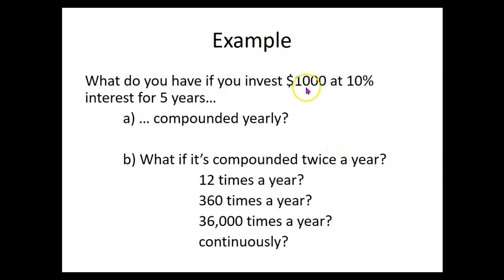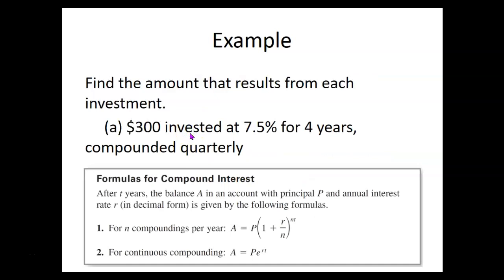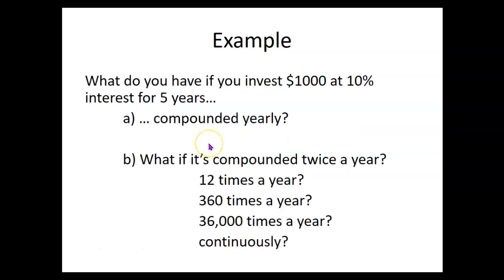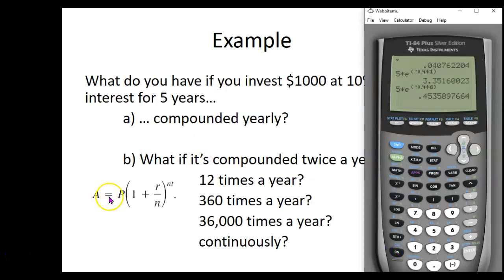So if you start with $1,000 at 10% interest for 5 years, compounded yearly, well, we've already seen what you get, but let's try it on that formula. So in the formula, the P stands for the principal or present value. That's the amount of money you start with. And in this example, it's 1,000.